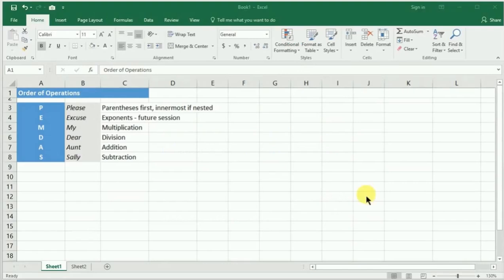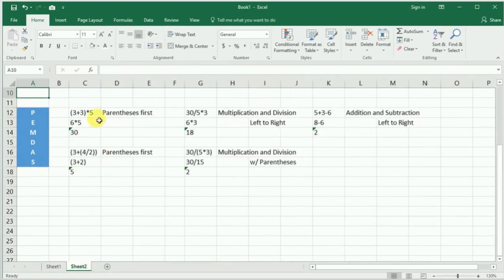Excel uses the standard math order of operations. You've probably heard PEMDAS, which stands for parentheses, exponents, multiplication and then division. Cells in parentheses will be handled first, inner to outer if there are nested parentheses. In this example, 3 plus 3 is in parentheses, so those numbers are added first. Then, that leaves us 6 times 5, which is 30.